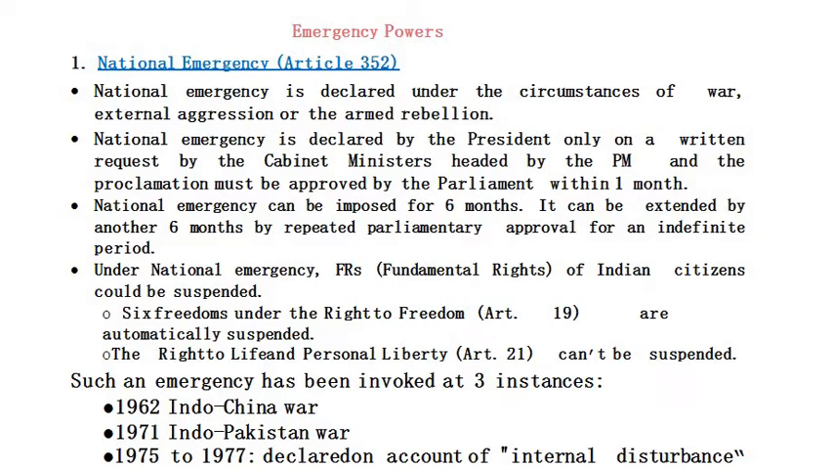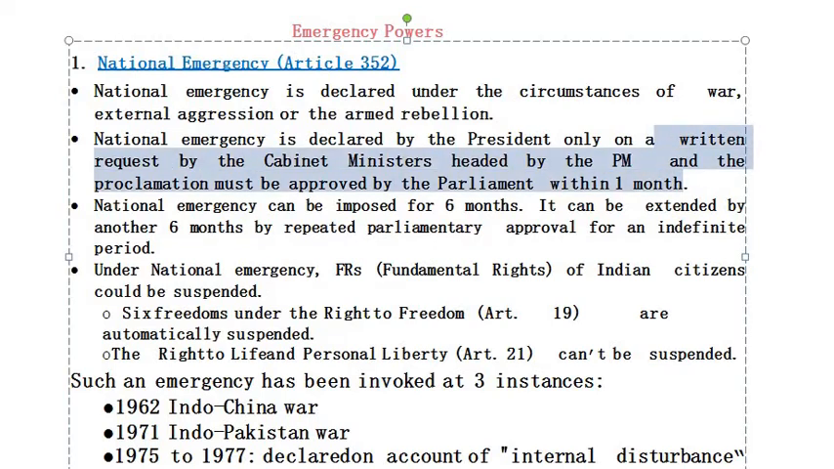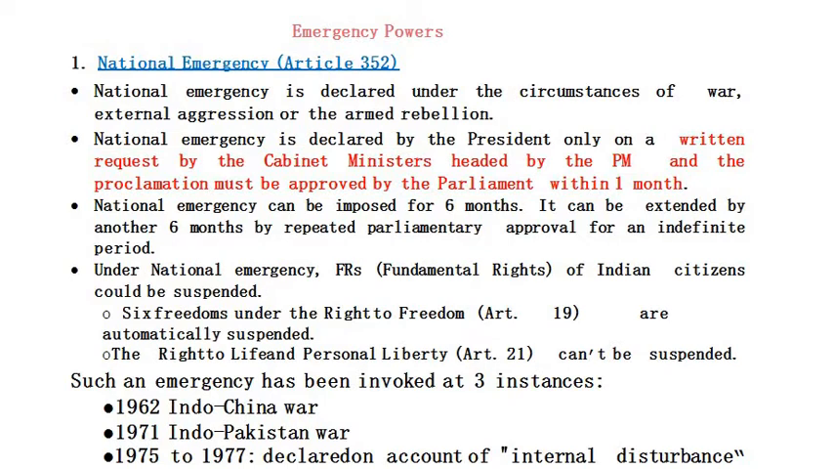National emergency is declared by the President only on the written request of the cabinet ministers headed by the Prime Minister, and the proclamation must be approved by the Parliament within 1 month. The written recommendation is the one asked in the exam various times, that who declares the national emergency. The President declares the national emergency only after the written request of the cabinet ministers headed by the Prime Minister.